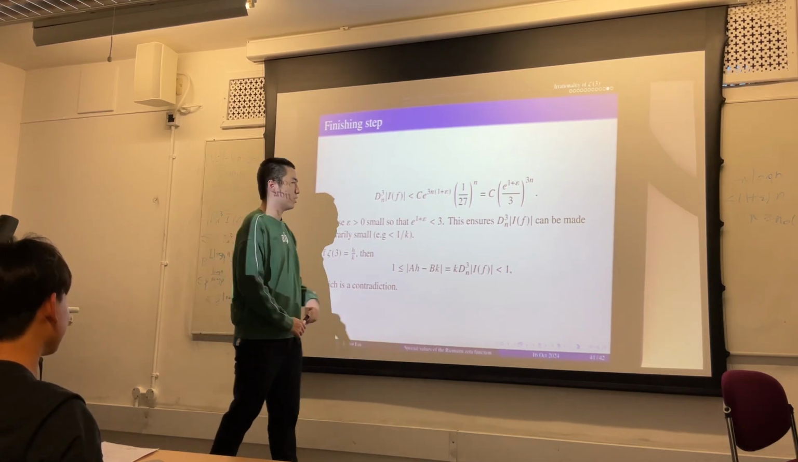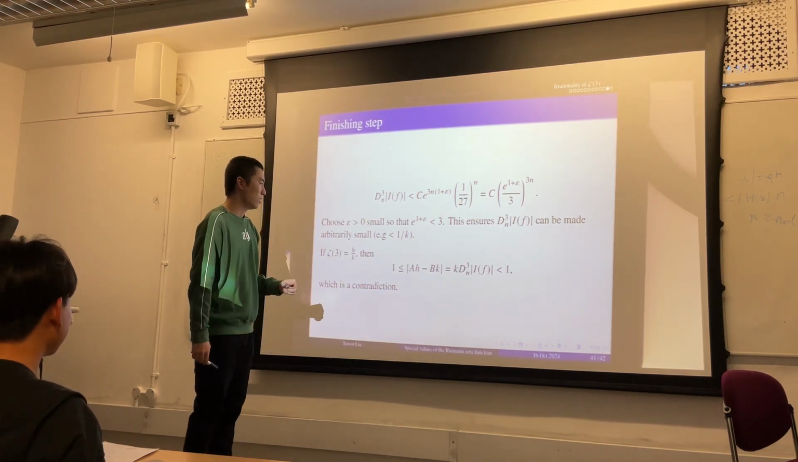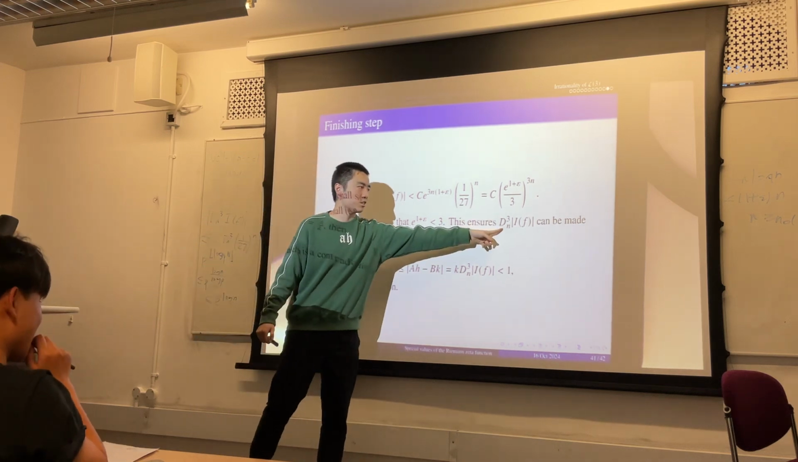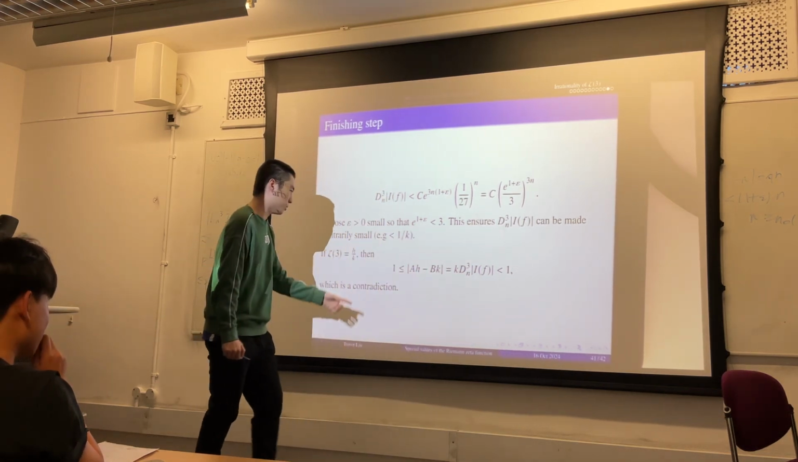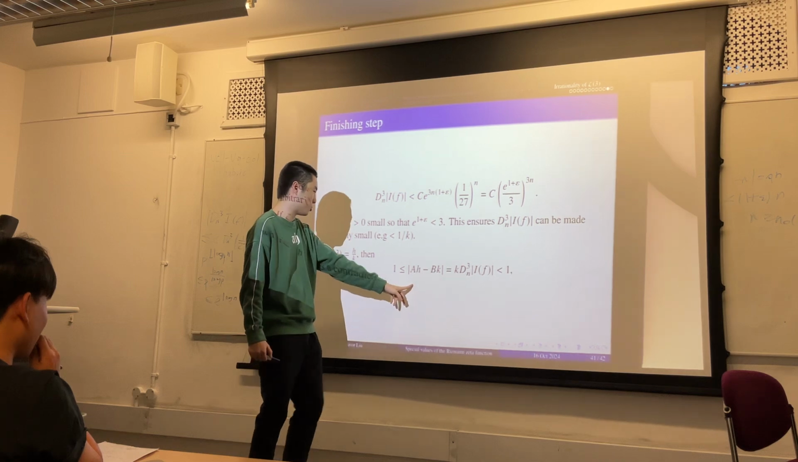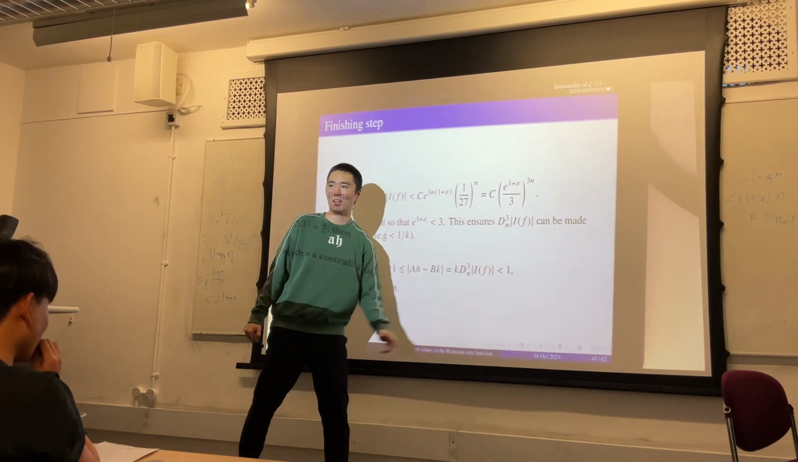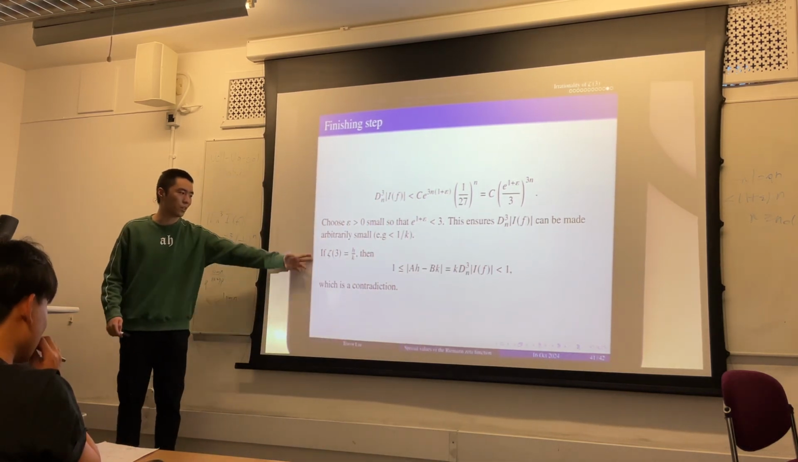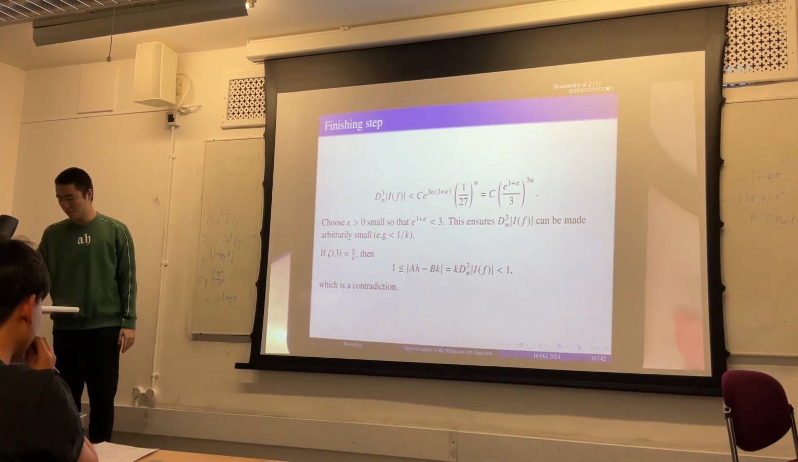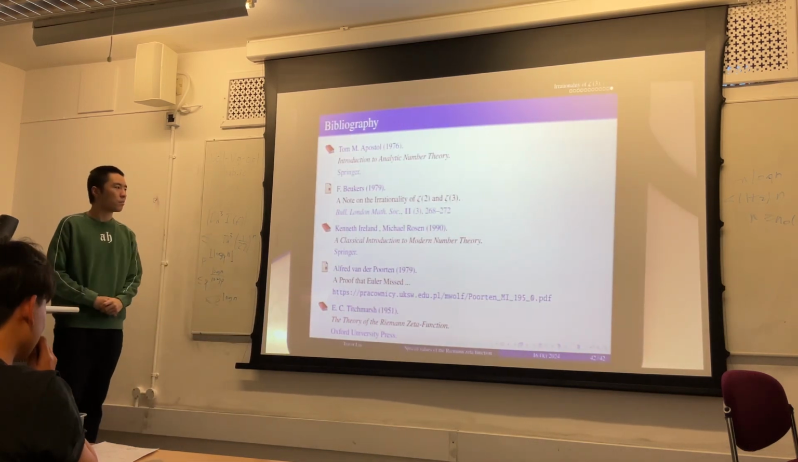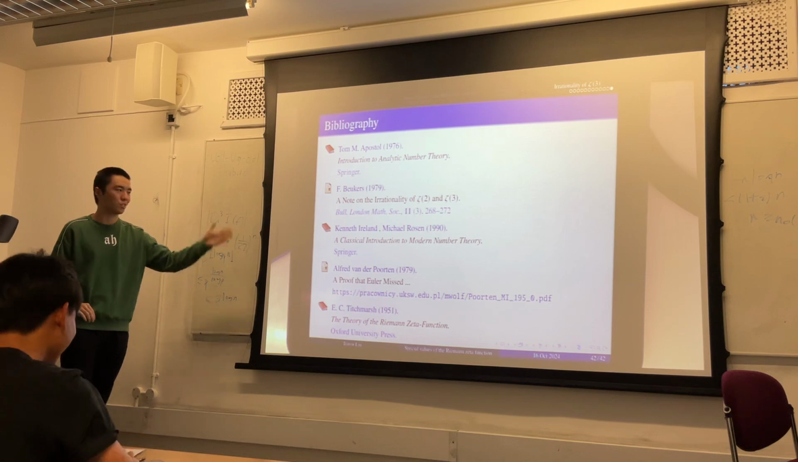As a result, when n is sufficiently large, this quantity can be less than 1 over k. So we have 1 less than or equal to ah minus bk less than 1, and that's our contradiction. So zeta 3 will be irrational. And that's our topic. And those are just some books for you to read.